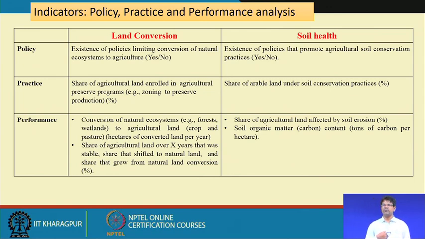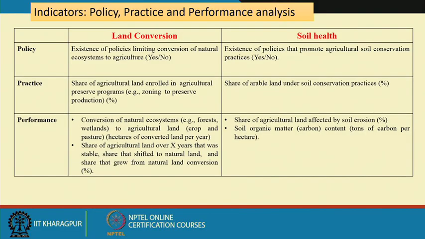Then we can have performance evaluations like the share of agricultural land affected by soil erosion, and also the soil organic matter content. If there are conservation practices over the years, that helps in the build-up of soil organic carbon. If you compare lands where conservation practices are not followed with lands where conservation agricultural practices are followed, we can evaluate the change in soil organic carbon over the years. So, that gives indications of sustainability.